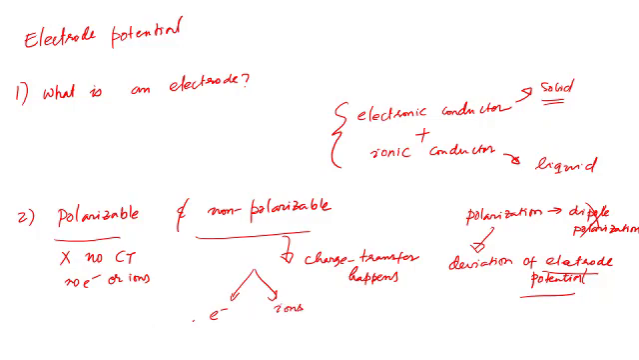For example, you could have a redox reaction where Fe2+ (aq) becomes Fe3+ (aq) and gives out an electron that will go through the conductor. So an electron is being transferred across the electrolyte into the electronic conductor. That's what charge transfer of an electron means.